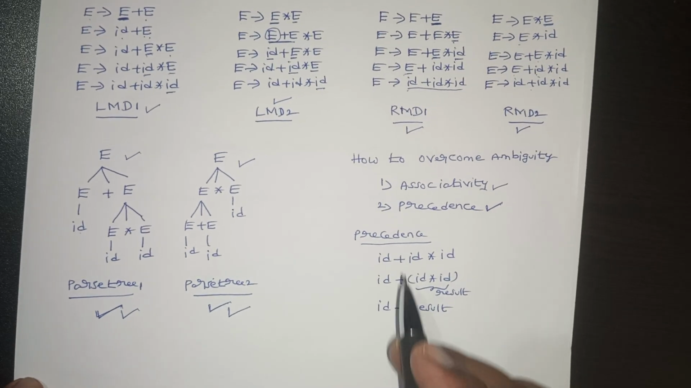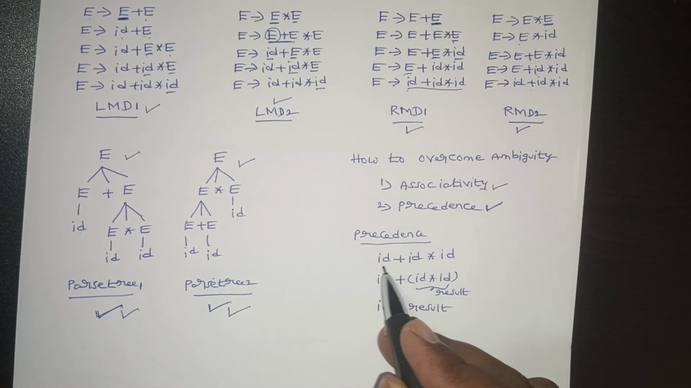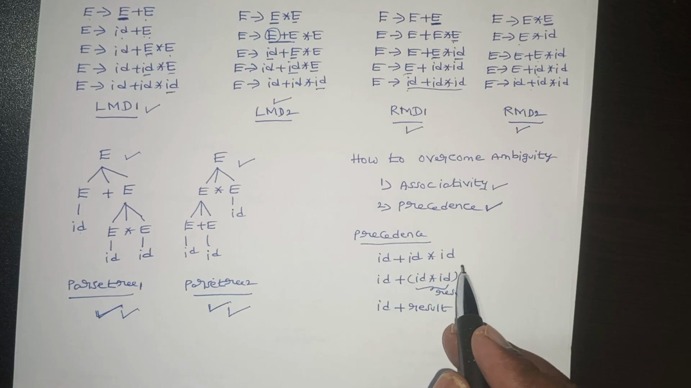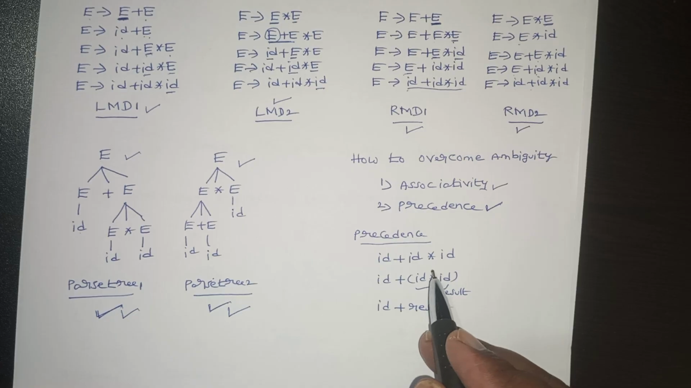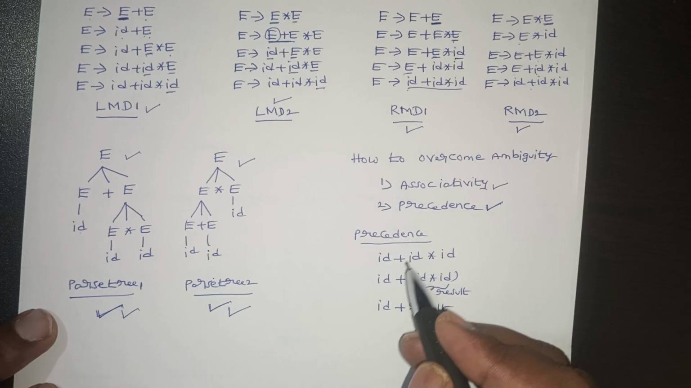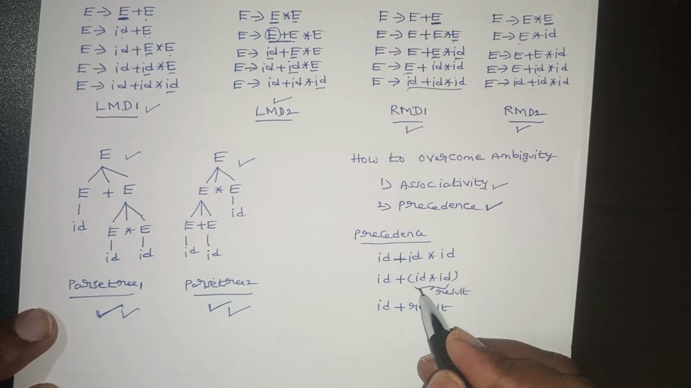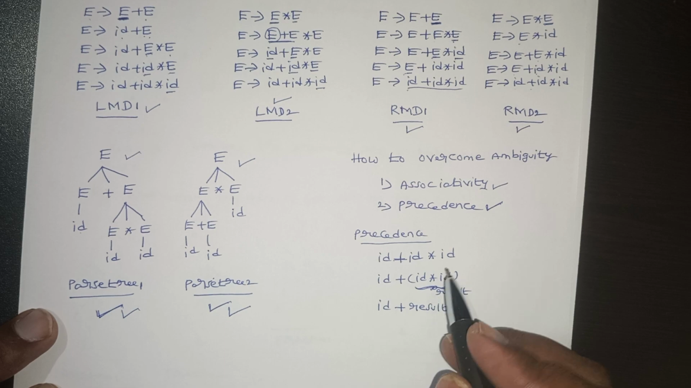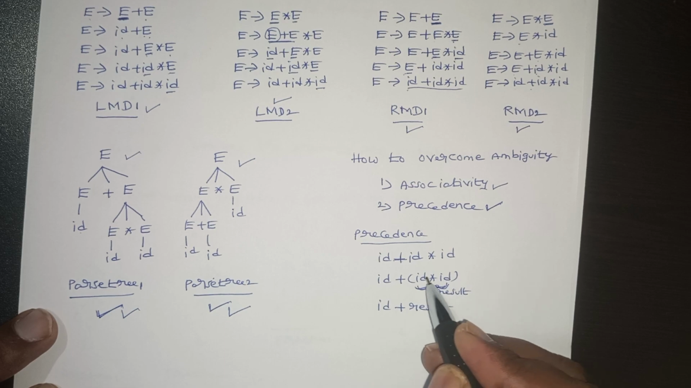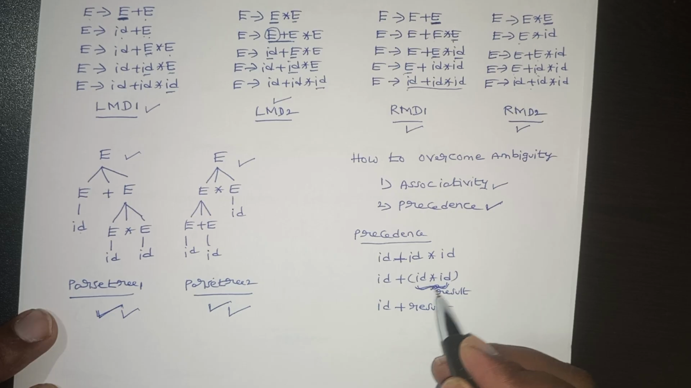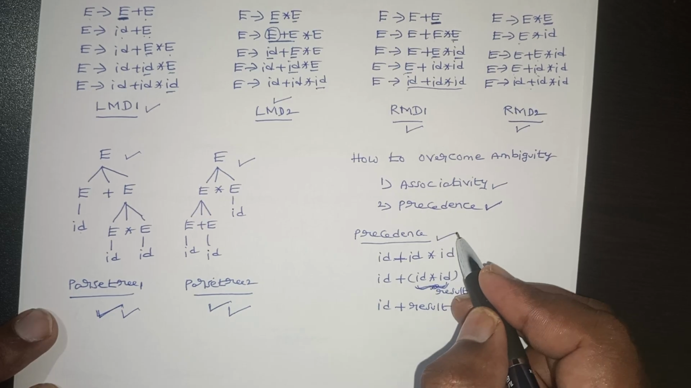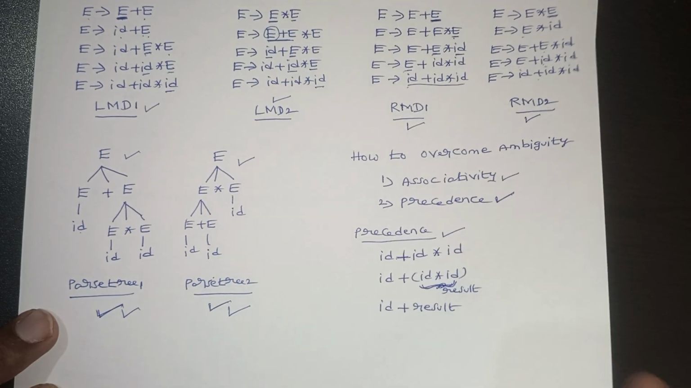What is the precedence? For example, I have a string id plus id star id. Now you tell me which to execute first. Compared to plus, star has the highest priority, so first you have to execute this, then you combine this result with the id plus some result. So this is called the precedence.